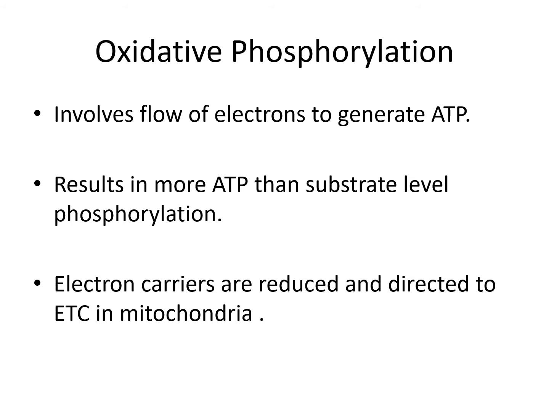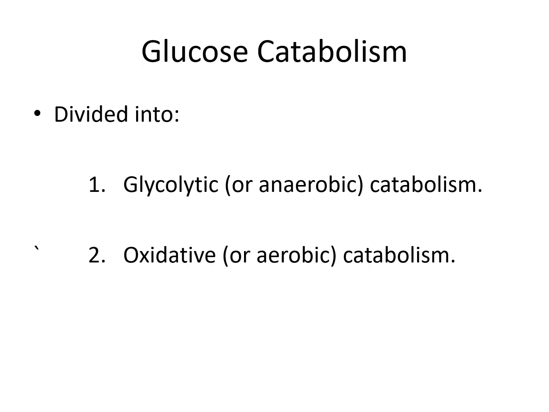Oxidative phosphorylation is a little more complicated because it involves the flow of electrons, and these flowing electrons are going to be transferred to different electron carriers to eventually produce ATP. However, in this way, we produce more ATP than substrate level phosphorylation. Okay? And as we said, electron carriers are then reduced and directed to the electron transport chain in the mitochondria.